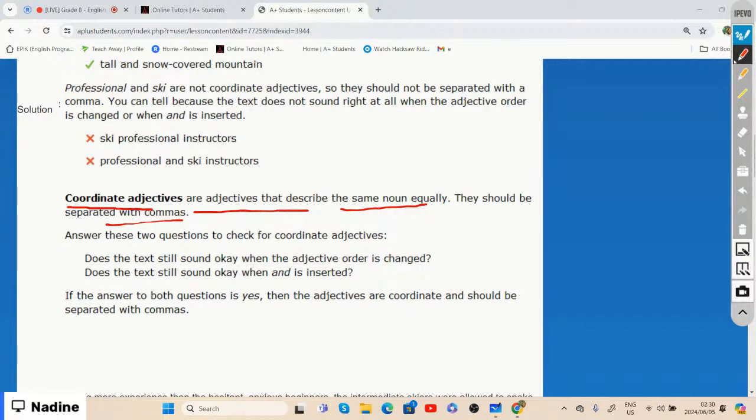It says answer these two questions to check for coordinate adjectives. So before you are able to identify the coordinate adjectives, you need to ask yourself these two questions. The question is, does the text still sound okay when the adjective order is changed? Or does the text still sound okay when and is inserted?